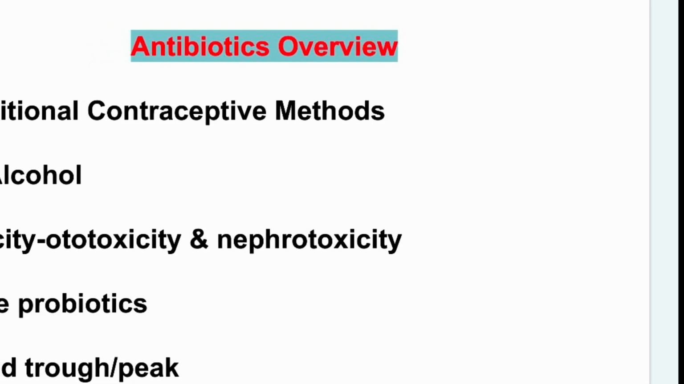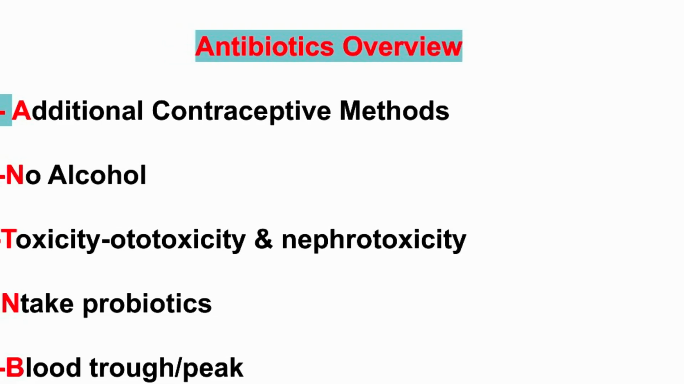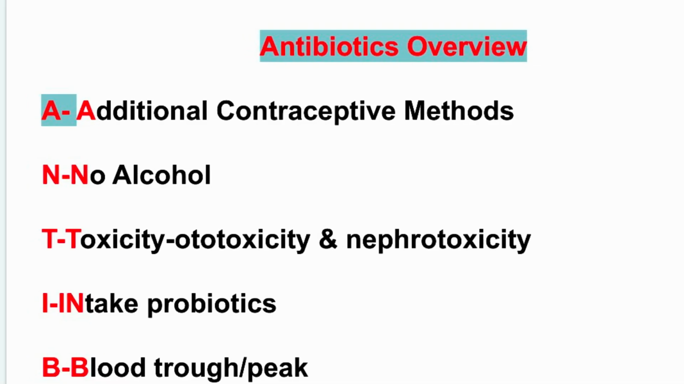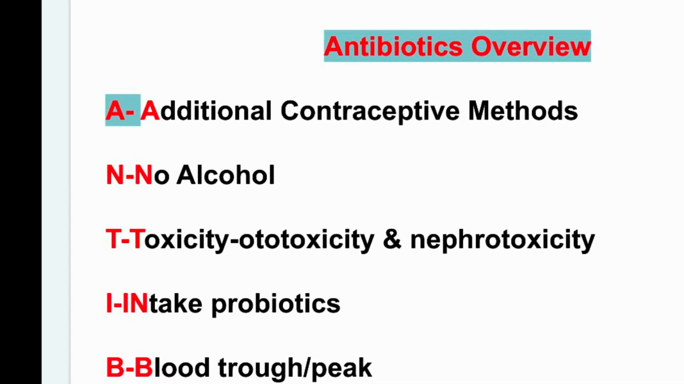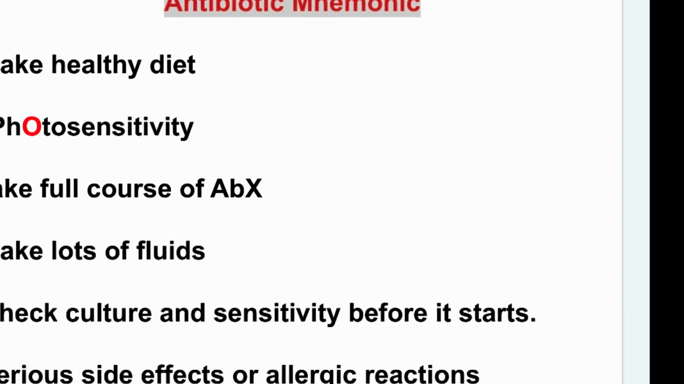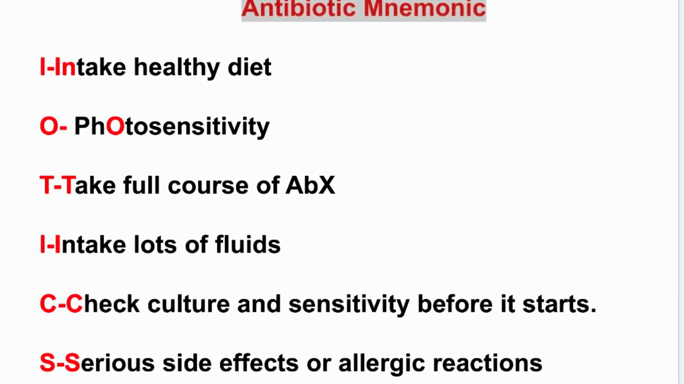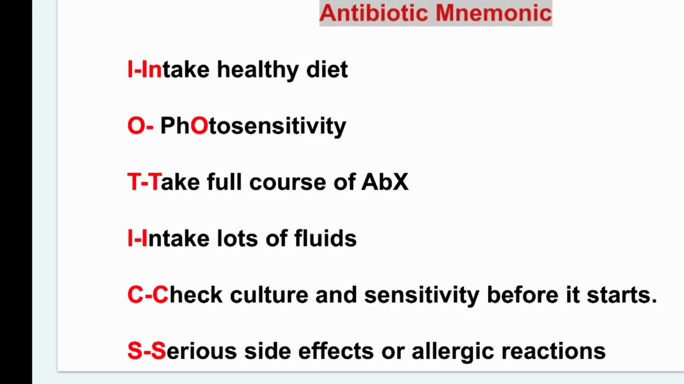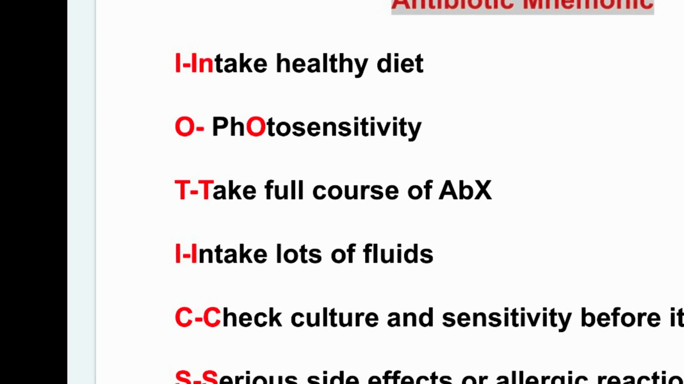A is for accidental pregnancy, N is for no alcohol, T is for toxicity, ototoxicity and nephrotoxicity, and then I is for intake probiotics, B is for blood trough and peak levels, I is for intake healthy diet, O is for photosensitivity, T is for take a full course, and I is for intake lots of fluids, C is for check cultures, S for serious side effects needs to be monitored closely.